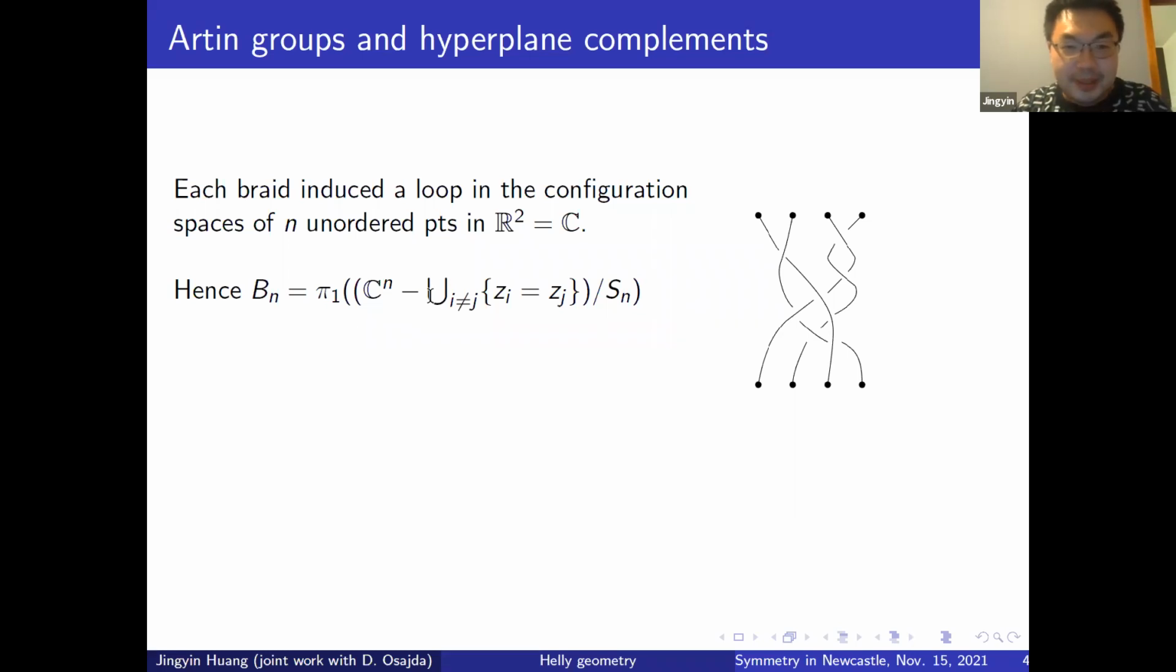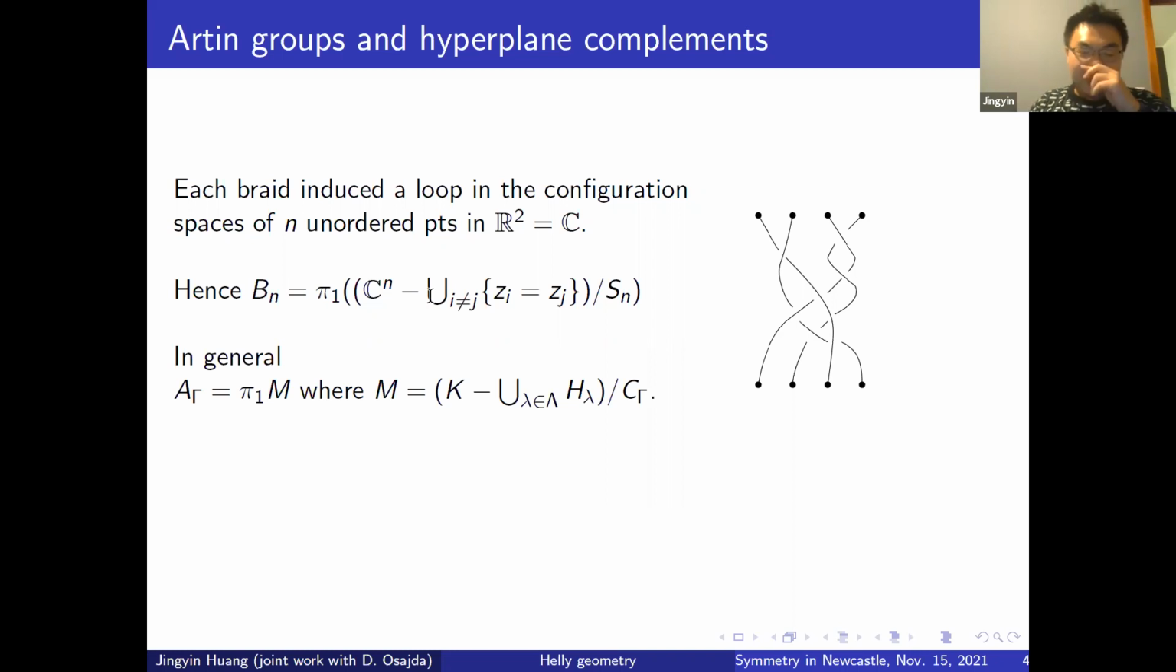Okay. And this can be generalized to Artin groups. So in general, for Artin groups, there's a similar picture, but it's going to be more complicated. This Cn is going to be replaced by some convex cone in Cn, and this zi equal to zj is going to be replaced by some collection of hyperplanes in the cone, and then this Sn is going to be replaced by another group, which we call the Coxeter group.